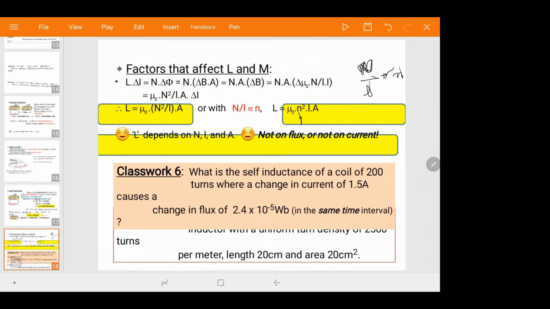So here you have a serious warning. The smiling man, or laughing, whatever you call it. L depends only on turn density, length of the coil, and cross-sectional area. As it's given in your book, if you go over there and look at it, it does not depend on the flux and it does not depend on the current. It just depends on the physical properties of the coil only. That's one thing I want you to take care about.